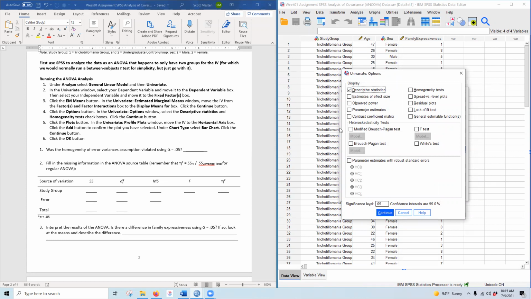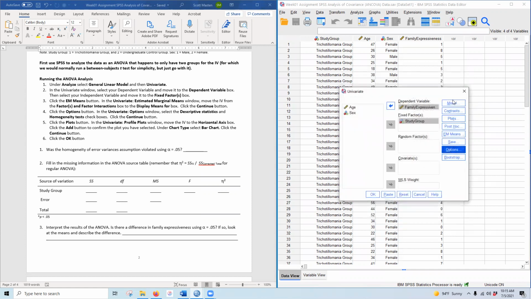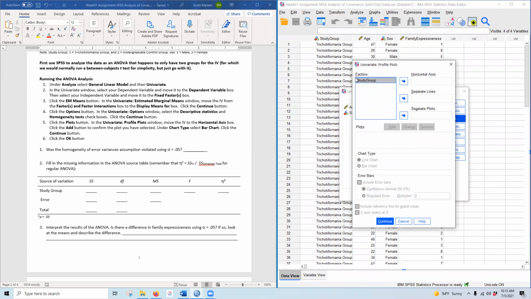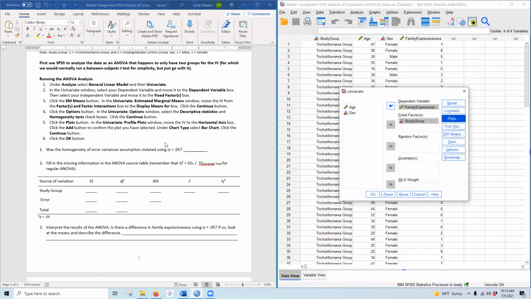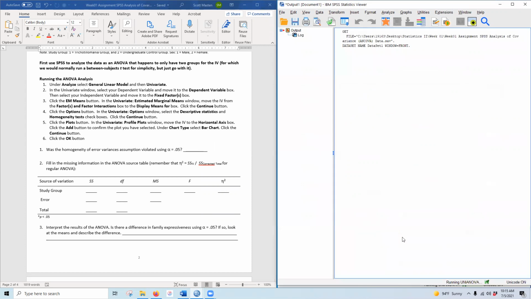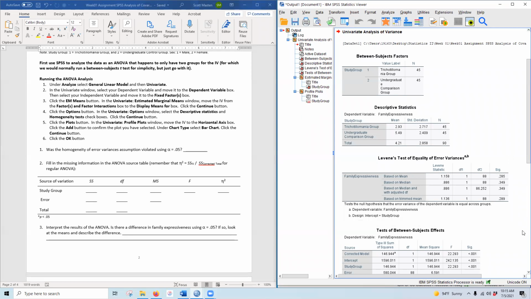Then under options, we got to get our other things. Descriptive statistics gets our unadjusted means, not that we have a covariate yet. And then I'm no doubt going to ask you to get this. And then finally, under plots, go ahead and put study group on the horizontal axis, click add, and get bar chart, because it just kind of works better for this, I think. So continue, and that's it. Click OK.